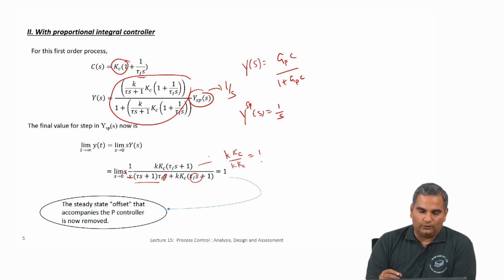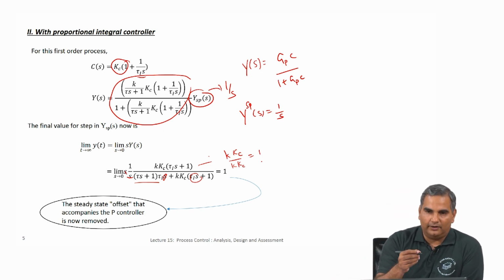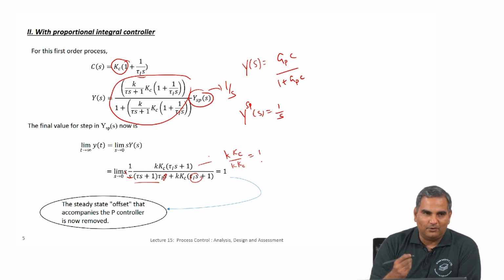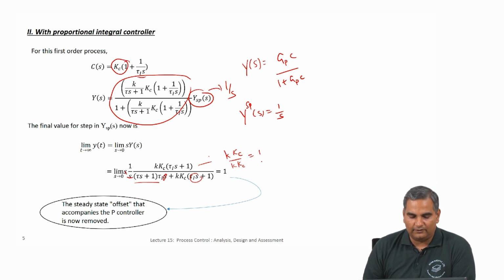I am not going to explain that here, but I will leave it as an exercise for you to really think about why, from a time domain viewpoint, you have an offset when you have a P controller, but not when you have a PI controller.